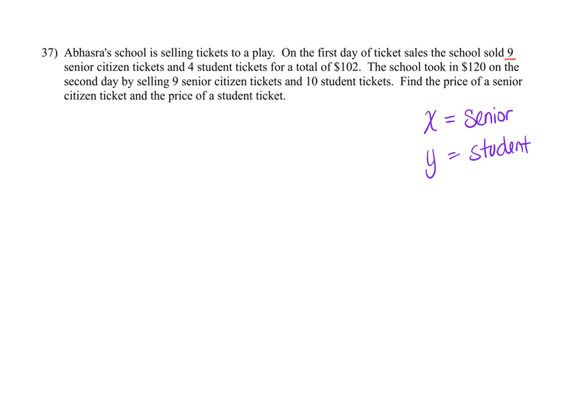So once you know what your two things are that you're talking about, you can start setting up your equations. They sold 9 senior citizen, that's 9X. And they sold 4 student, that is 4Y. The total, if you add them together, is 102. Then you should have a second one. $120. Well, that is the total from the second day. 9 senior citizen, that's 9X. And 10 student, that's 10Y.